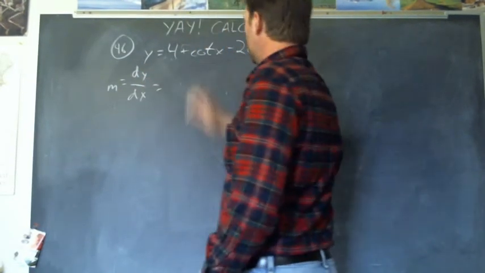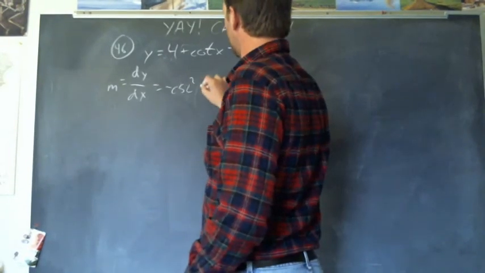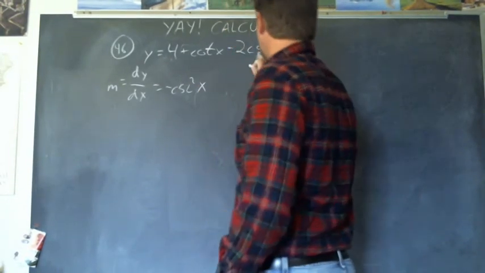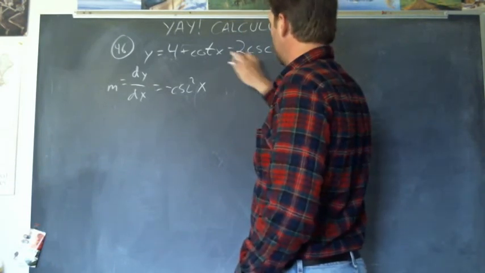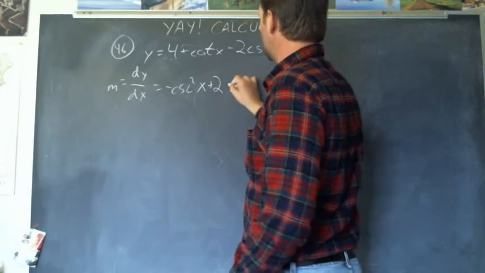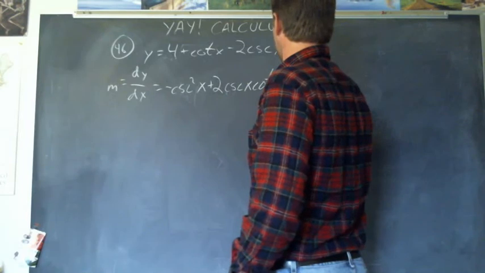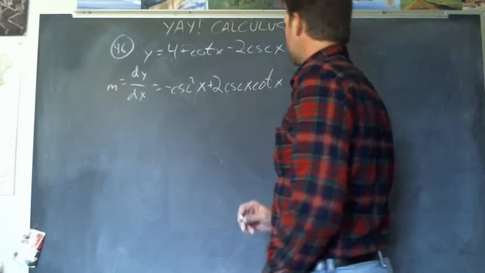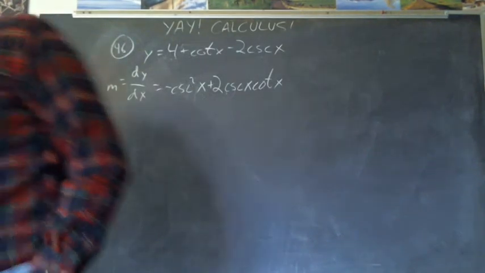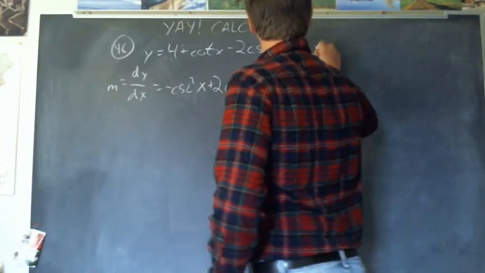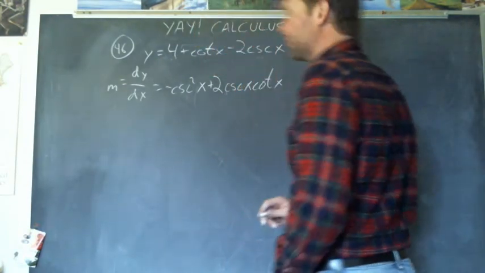of y. Derivative of cotangent is negative cosecant squared. Derivative of cosecant is negative cosecant cotangent. Now we've already got a negative, so we plus 2 cosecant x cotangent x. And we need a point at which we're doing this, of course. Let me write that down. This is x equals pi over 2. Yep, pi over 2.